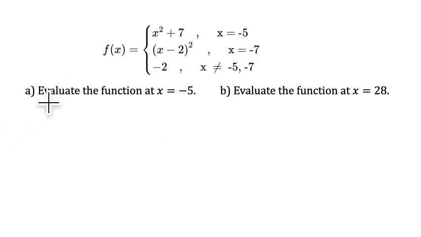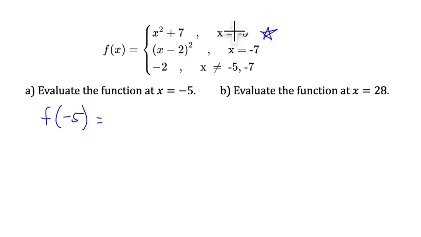Now this piecewise function has 3 pieces. We have a piece that we use when x is equal to -5, a piece that we use when x is equal to -7, and a piece that we use when x does not equal either -5 or -7. So in most cases, this function just has an output of -2. So let's evaluate the function at x equals -5. So if we plug -5 into the function called f, let's look to see which interval this input falls into. Well, here it is.